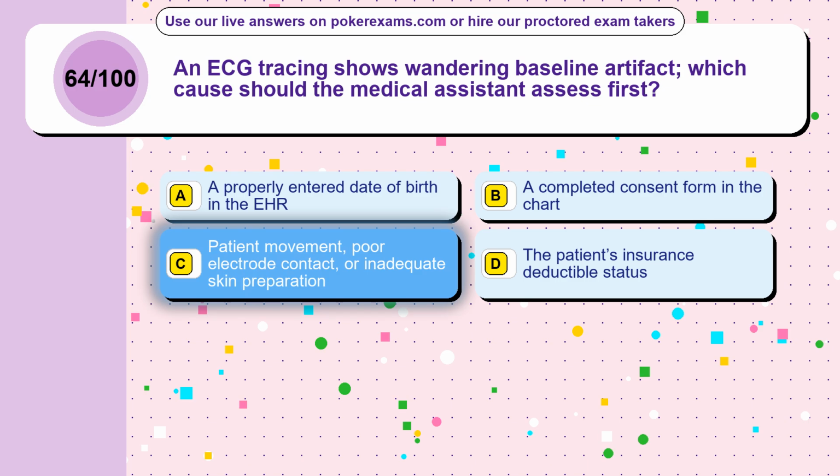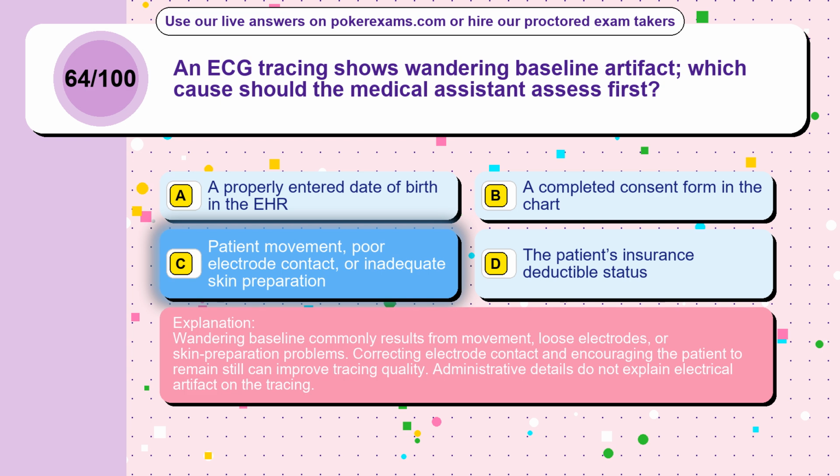Patient movement, poor electrode contact, or inadequate skin preparation. Wandering baseline commonly results from movement, loose electrodes, or skin preparation problems. Correcting electrode contact and encouraging the patient to remain still can improve tracing quality. Administrative details do not explain electrical artifact on the tracing.